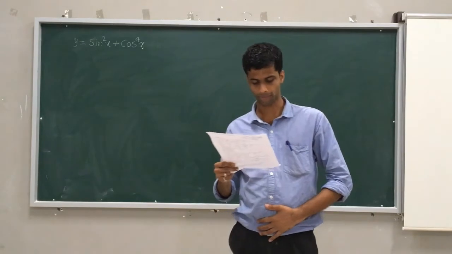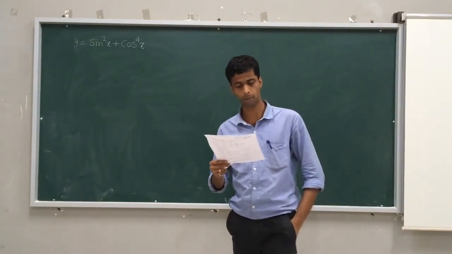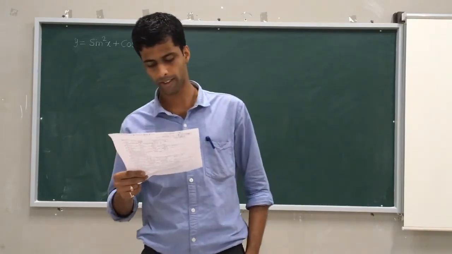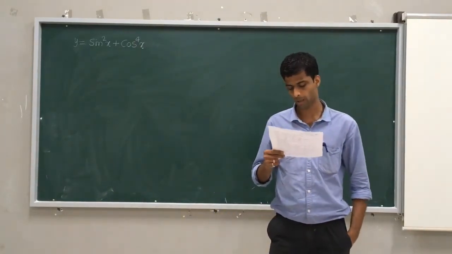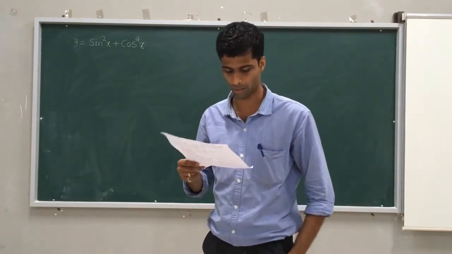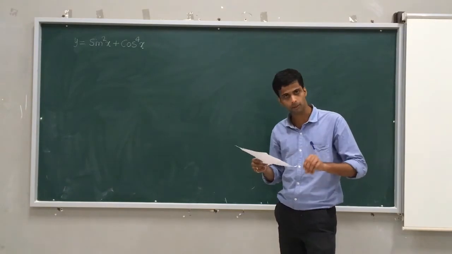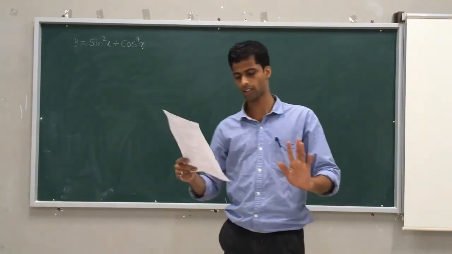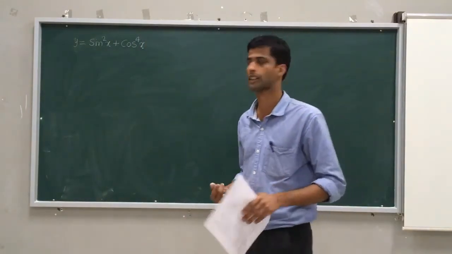which option is correct? That is, y belongs to closed interval 1, 2; y belongs to closed interval 3 by 4, 1; y belongs to closed interval 3 by 4, 3 by 16; and y belongs to closed interval 1, 6. If this relation is satisfied, in which interval does y belong, or in which interval will sin square x plus cos raised to 4x appear?